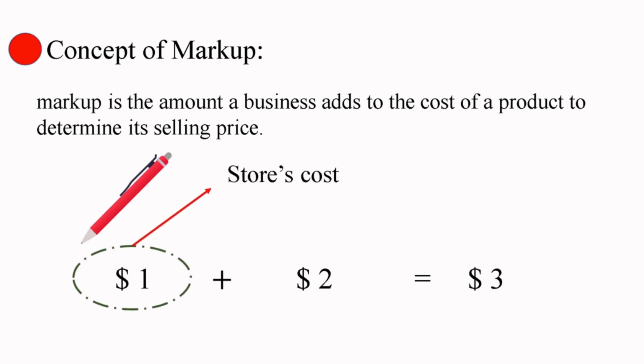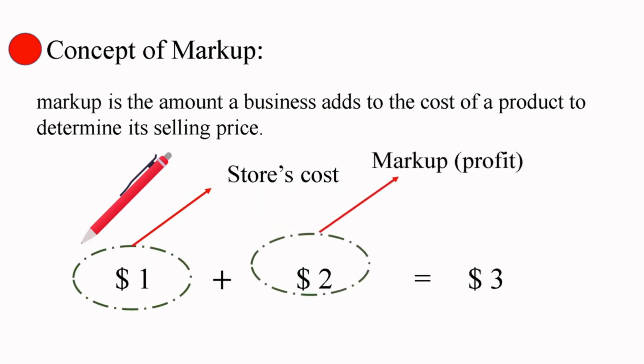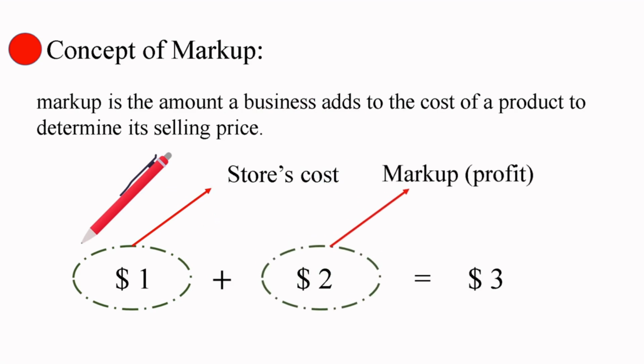The $1 is going to be called a store's cost. It's the money that you have paid to the factory. The $2 is the markup. It is the amount of money that you have added to the store's cost, and $3 will be called selling price. It is the price that your customers need to pay to have this red pen.